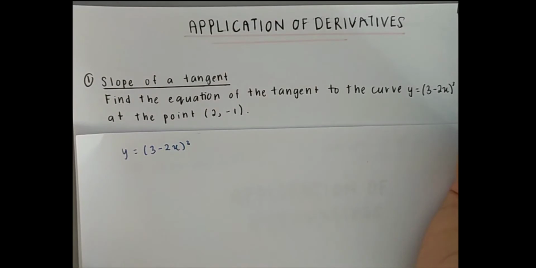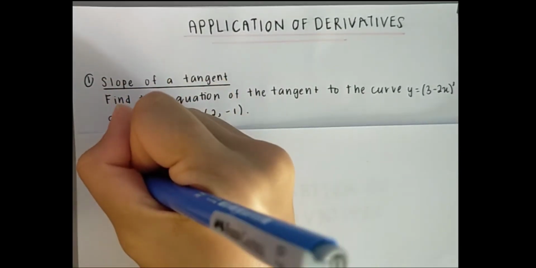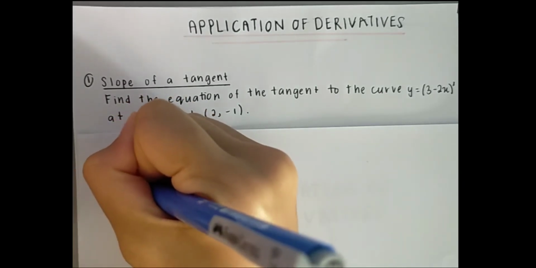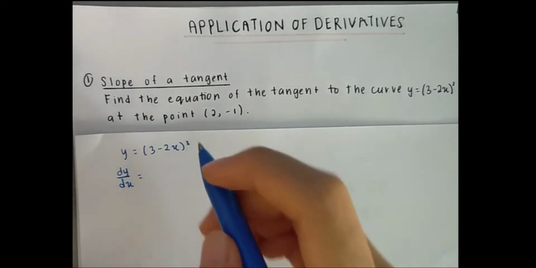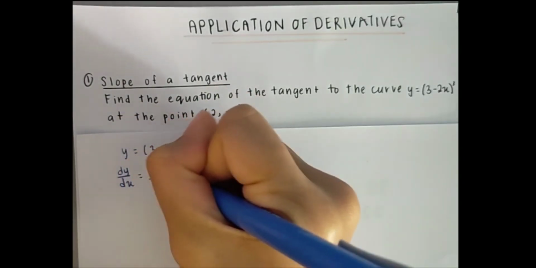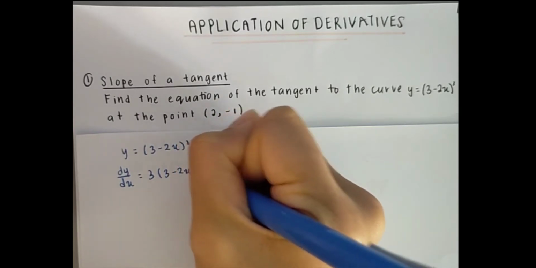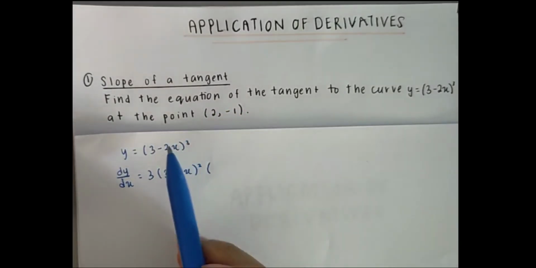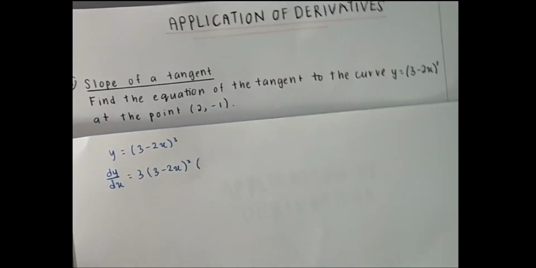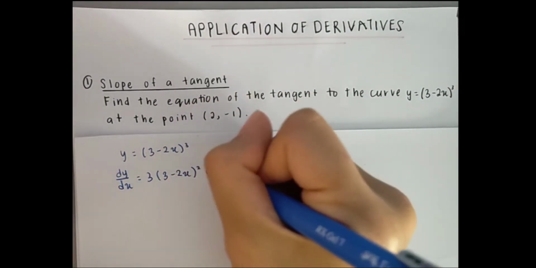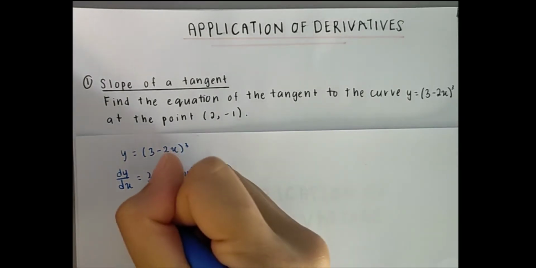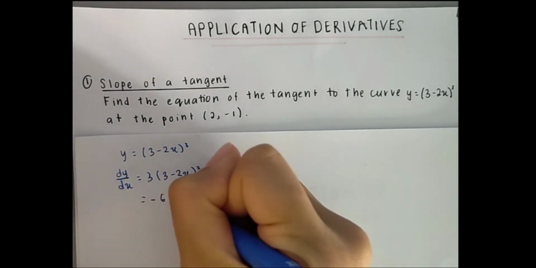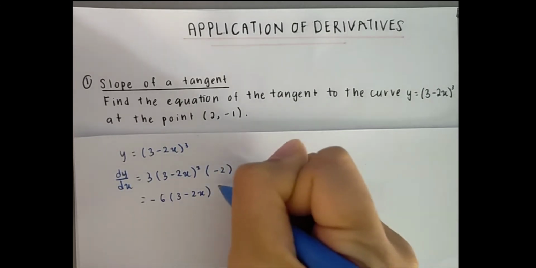Next, we find the derivative of the equation of the curve, which is dy over dx equals, bring the power 3 to the front and minus the power, so 3 times (3 minus 2x) squared, and then derive the inside of the bracket, which is -2. Okay, so then we will get -6(3 minus 2x) squared.